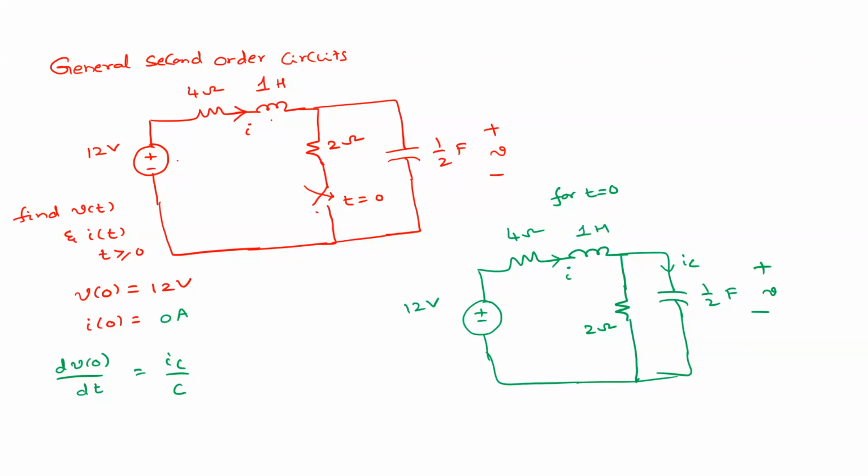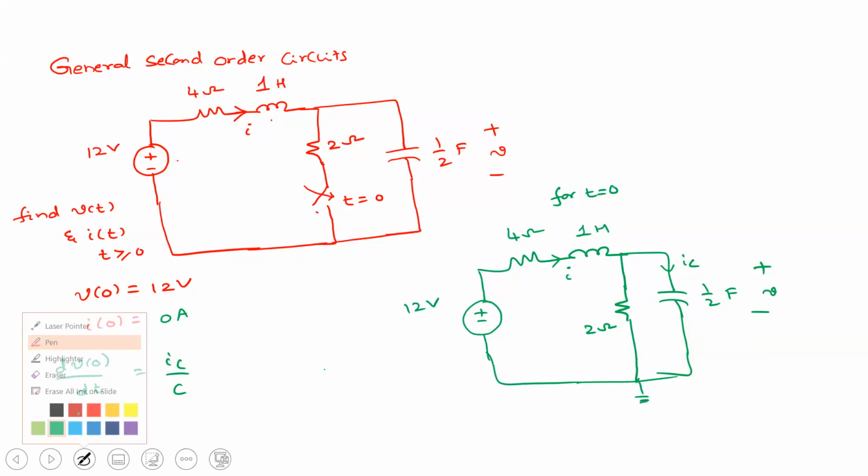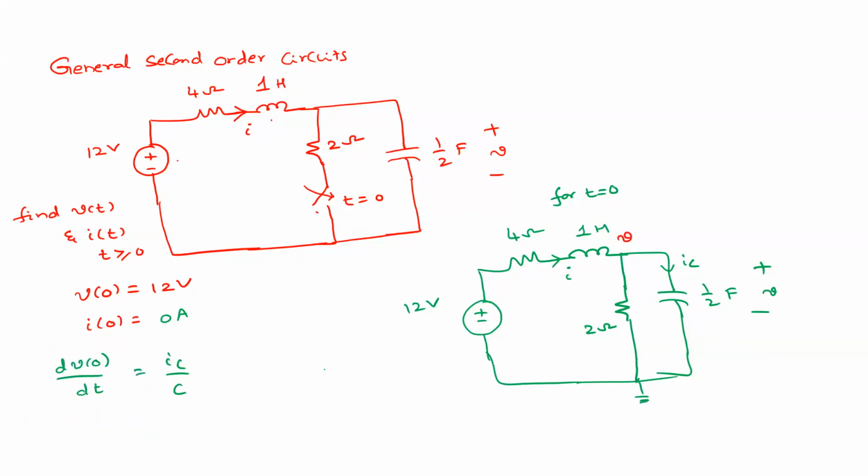So here, if you assume this is ground, this voltage is V, right? If this voltage is V, what is this current? If you apply KCL at node V, this is the incoming current, I of 0, right? Agree? And if you assume this is the outgoing current, it is equal to V by 2 plus IC. That means V of 0 by 2 plus IC of 0.